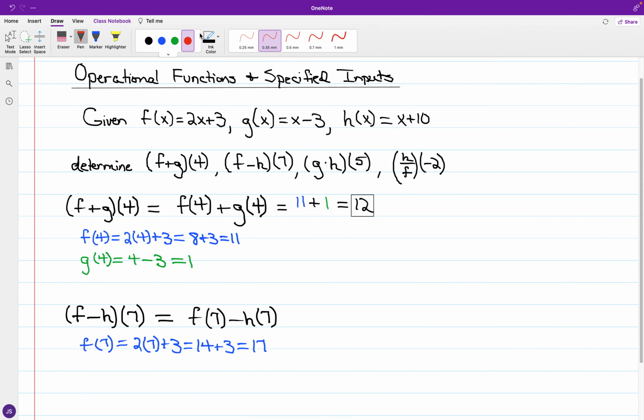Now with our function h, where we have x set equal to 7, h of the input is equal to the input plus 10. So h of 7 comes out to 7 plus 10, which is also 17. So for f of 7 minus h of 7, f of 7 is at 17, we've got subtraction, and h of 7 is at 17. And as the follow through, 17 minus 17 is equal to 0.